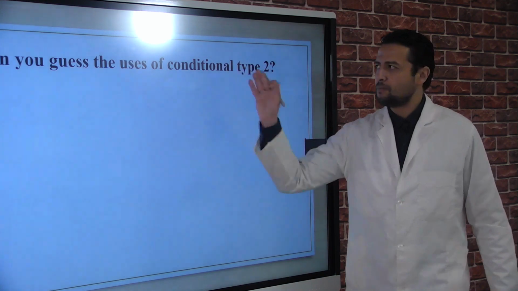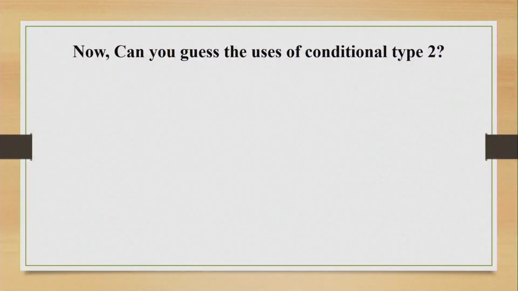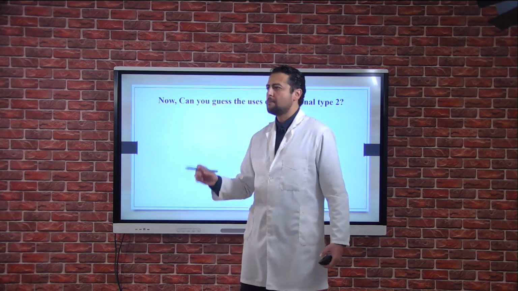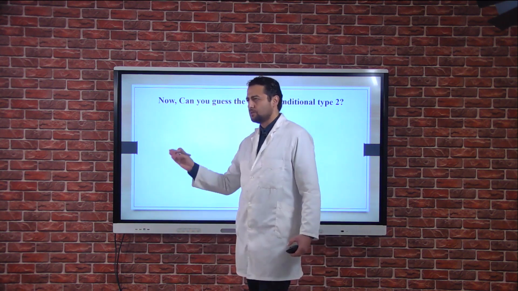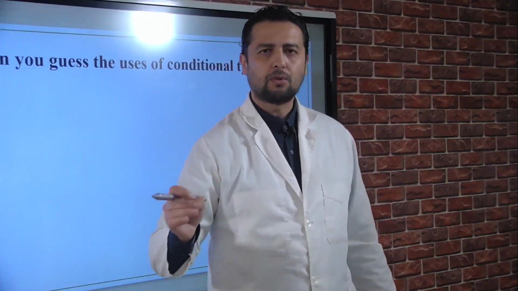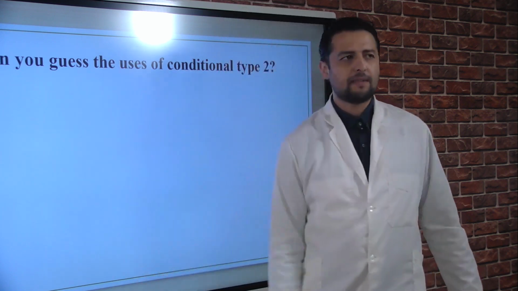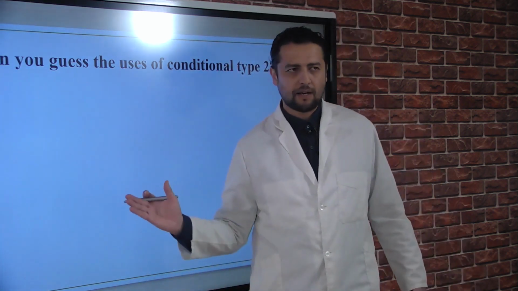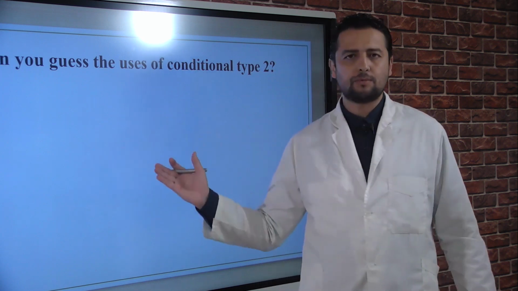Now, this is the most important, most interesting point in our lesson. Now that you have an idea about the rule, which is if plus subject plus the simple past, comma, plus the subject plus would or could or might plus verb in the infinitive. Now everything is clear in terms of the rule.